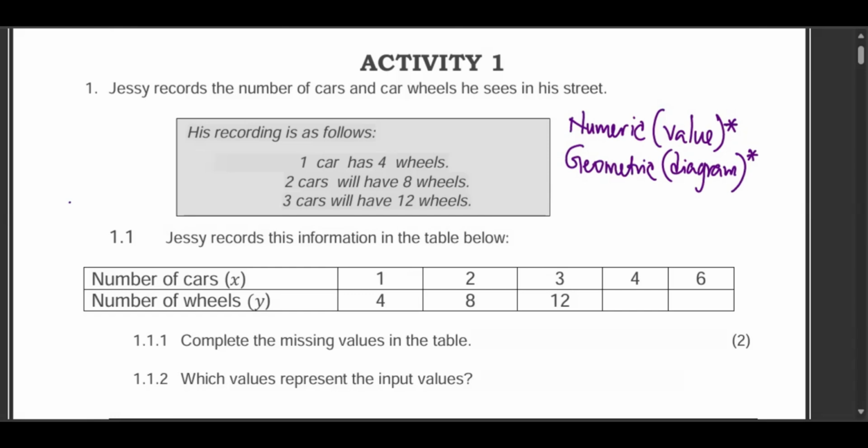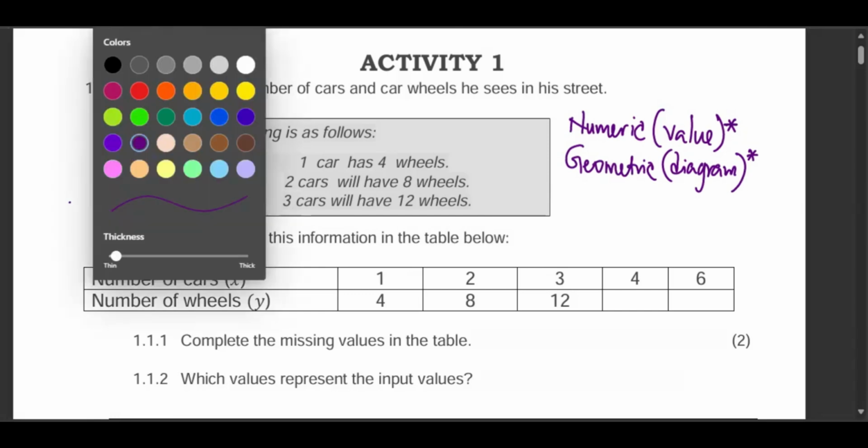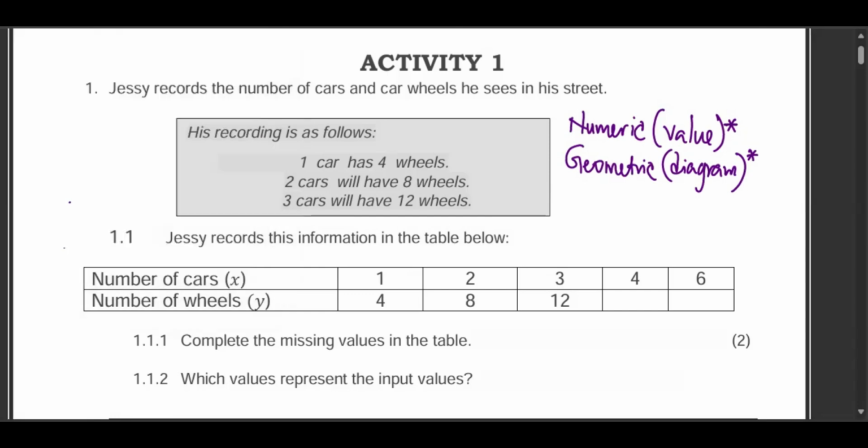Then, what we expect you to remember is that you should know which one is dependent and which one is independent. You understand? Independent is usually the input, and the output is dependent, because for you to get results, they have to depend on a given value.